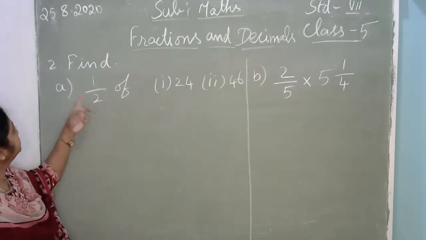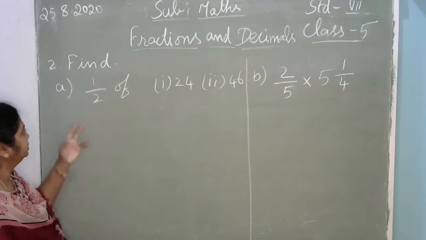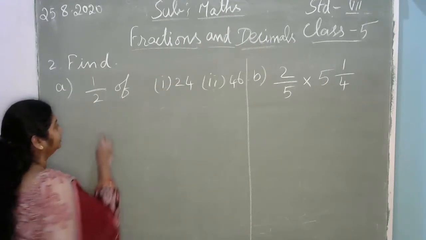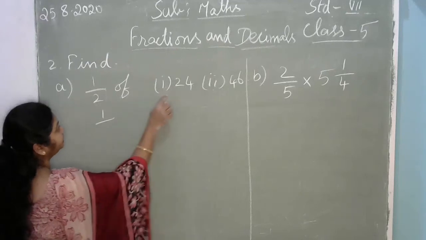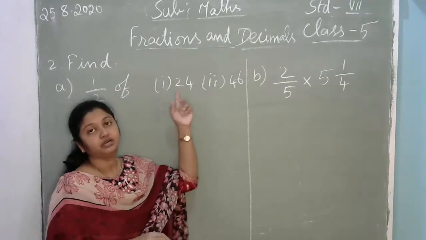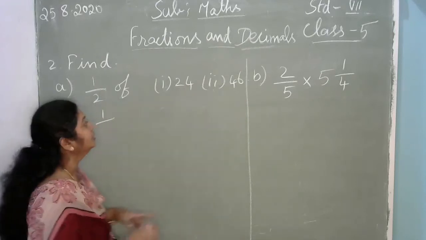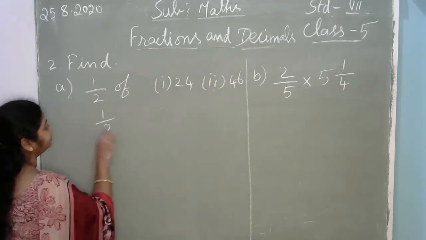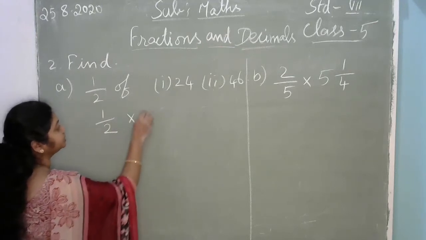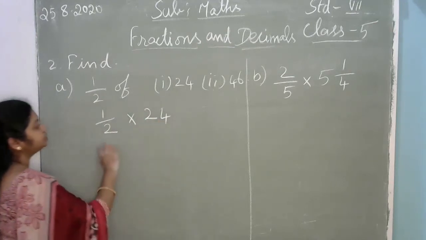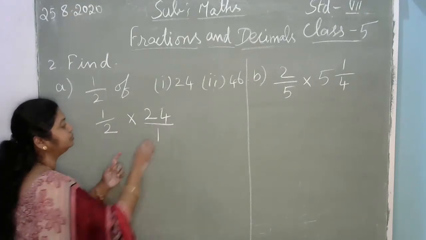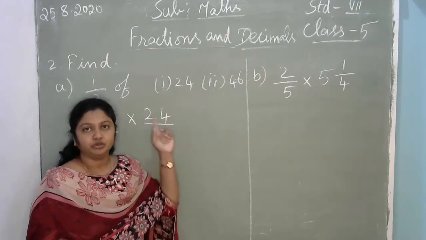The second one is to find this. See here, "of" is nothing but multiplication. So first you have to find the answer for this one. Here two sums are there: one is 24 and one more is 46. For 24, how to simplify? 1 by 2 you have to write. "Of" means multiplication, into 24. This is the numerator and this one is equal to 1. So 24 will become the numerator.